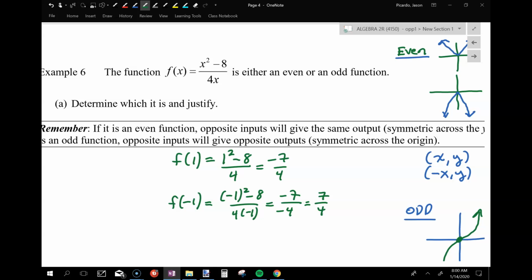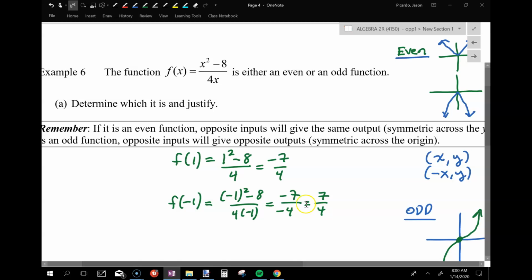So let's see if you understood the difference between even and odd. I plugged in 1 and I got a negative. I plugged in negative 1 and I got a positive. Did I get the same output? No, I got the opposite output, right? So with an even function, I should get the same. With an odd function, I should get the opposite. So by doing this, I think I have a pretty good idea that this is going to be an odd function. But here's the problem.